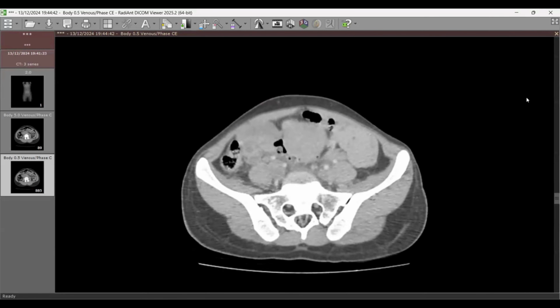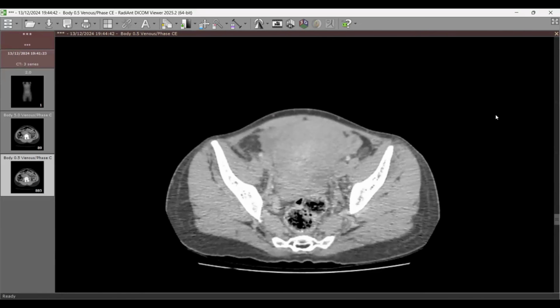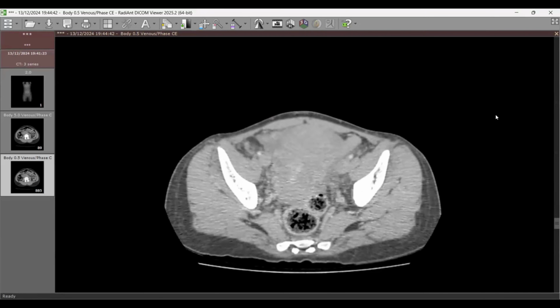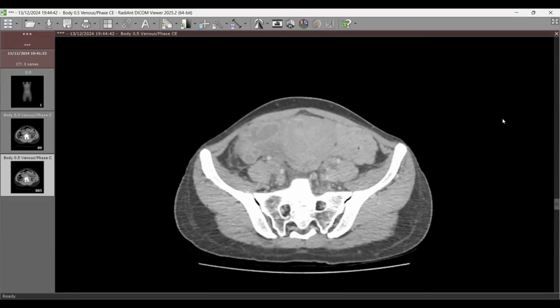I would further comment on the other viscera. I'm trying to go up. The other viscera were fine. What do you think is going on?